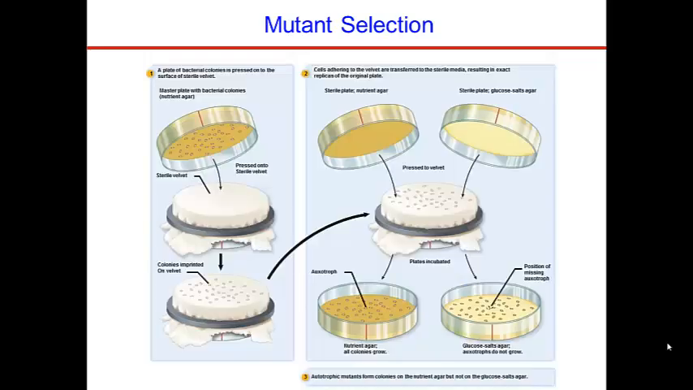The purpose of replica plating is to be able to compare the master plate and any secondary plates, typically to screen for a desired phenotype.